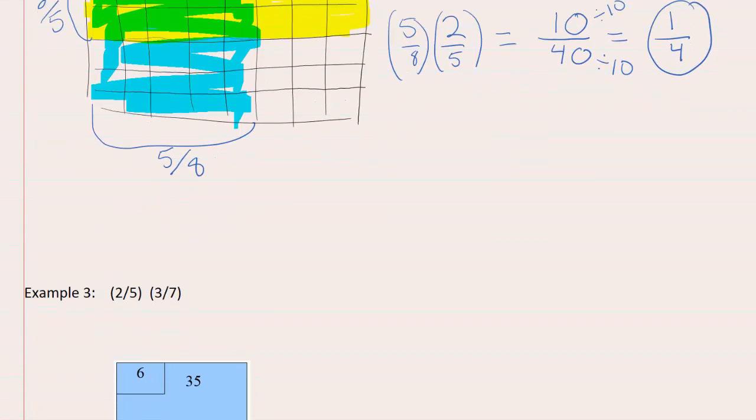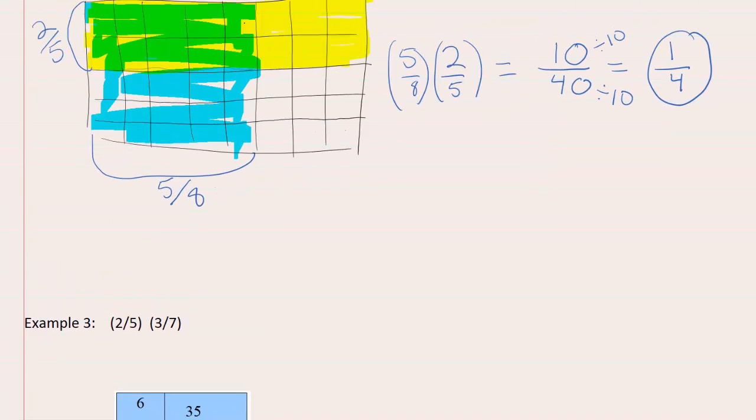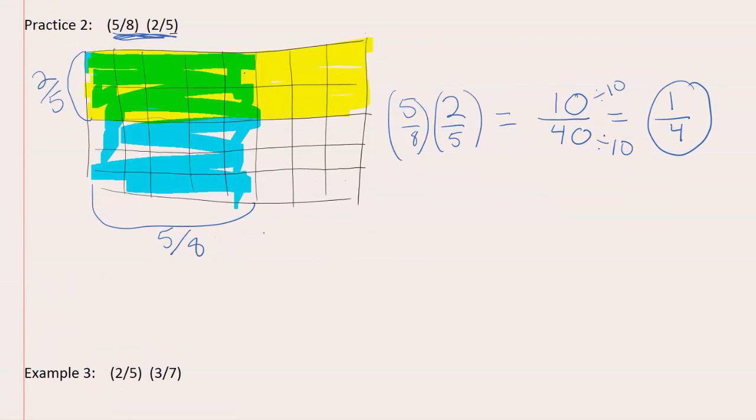Okay, so now we're going to go on to a new example, and in this new example we're going to use some of the same things that we started to notice here. The number I ended up with on the bottom is really just this bottom number times this bottom number, because I'm looking at how many boxes wide by how many boxes tall I've got. And my top number is just this filled in rectangle up here, which is my top number times my top number right here.